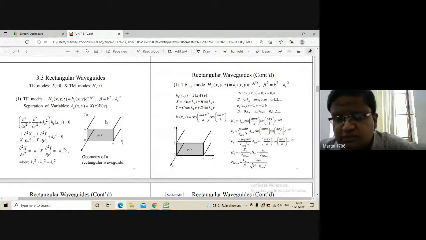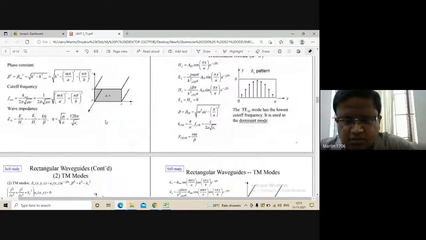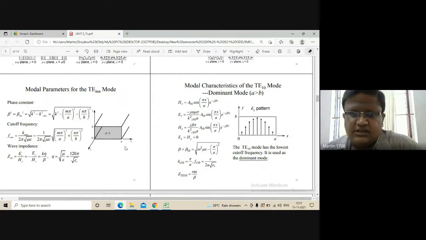So these are the waveguide structures based on the wave equation. Don't worry about these equations. In this case, I want to tell one condition. You can see this is your waveguide. Always in a waveguide, the three important model parameters will be there: the phase constant, the cutoff frequency, and the wave impedance. You can see this is your dimension, and you can find the phase constant, the cutoff frequency and then the wave impedance.